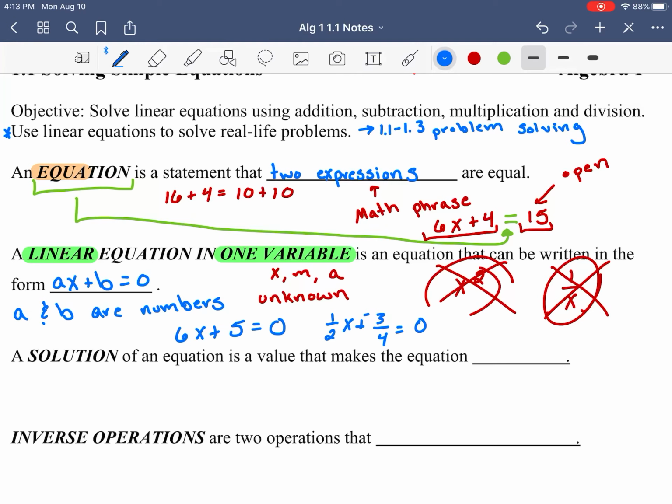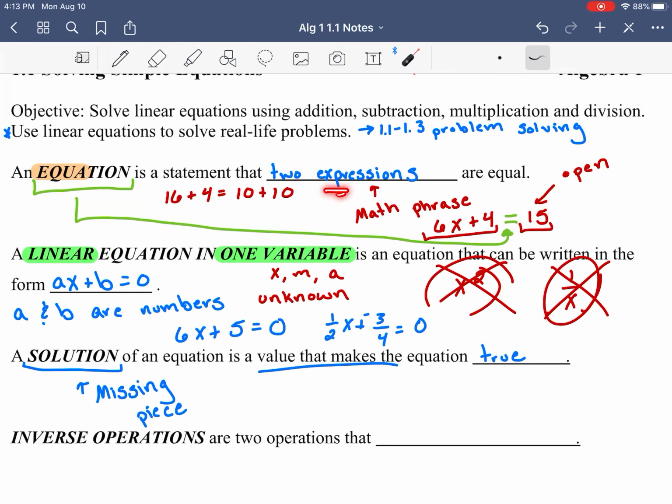Okay, so now solution, if you remember, the solution of an equation is a value that makes the equation true. So the solution is really the missing piece of the math sentence. Up here, we talked about an expression being a math phrase. If an expression is a math phrase, then the equation is a math sentence. And once you fill in that missing piece, you can fill in the rest of that sentence.